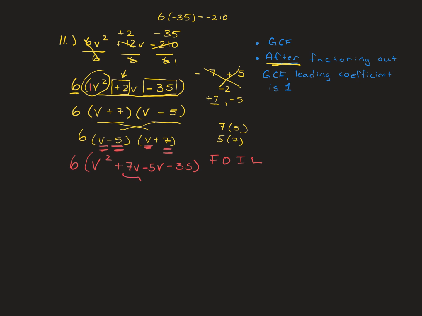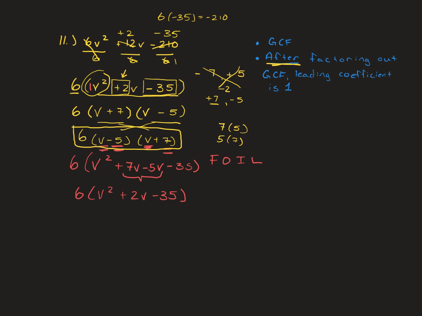I am going to do just like the last problem, combine like terms, and I've got 6 times v squared plus 2v minus 35. Now, everything that you're seeing in red there is just me checking it. My final answer is really going to be right here, as long as it checks out. If I check out and all this work looks good, then that is my answer. That is the factored version.